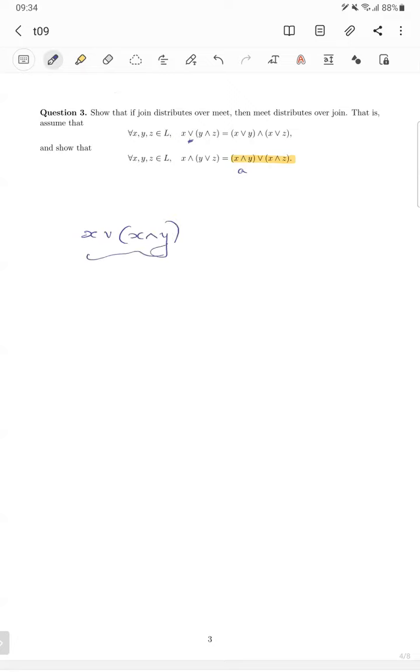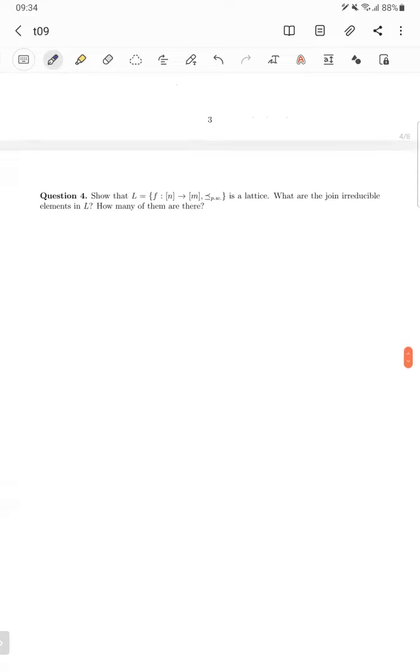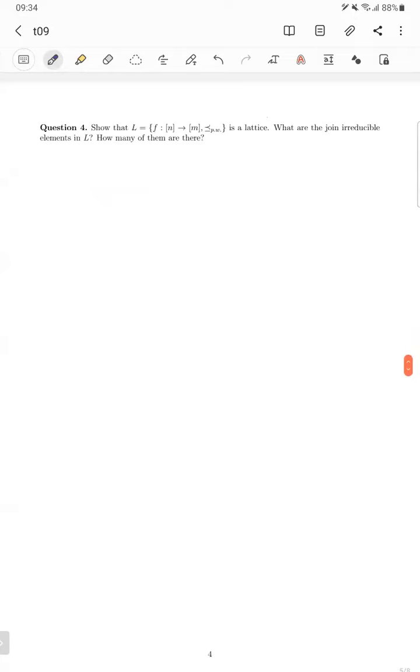So you should realize that this is equal to X, which is easy to conclude from the definition, right? Because X join something should be an upper bound for X, and because X is there, X is also a lower bound for that upper bound, and hence the only guy which satisfies that turns out to be X. Okay, so I'll skip this, because we have done something similar. Okay, what about question 4?